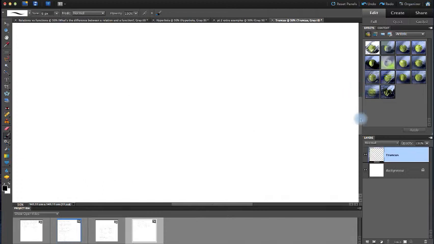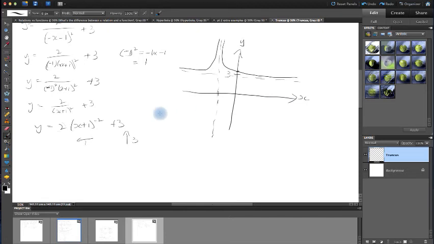Sorry about that. So when x is 0, we'll find the y-intercept. 2 times 0 plus 1, so that's 1 to the power negative 2, plus 3. Now 1 to the power anything is 1, so this just gives us 2 plus 3, which gives us 5 as this axis intercept here. That's 5. Now we need to put a random point somewhere here.